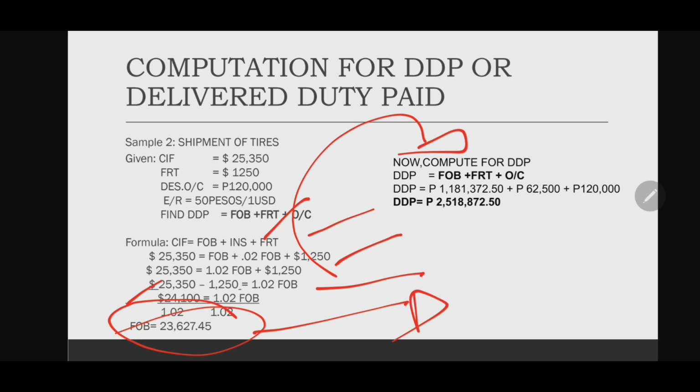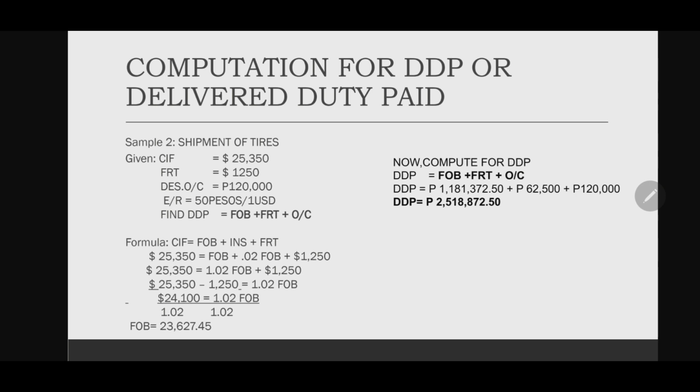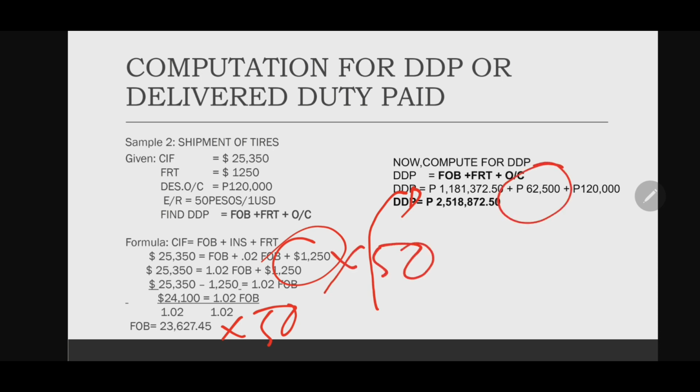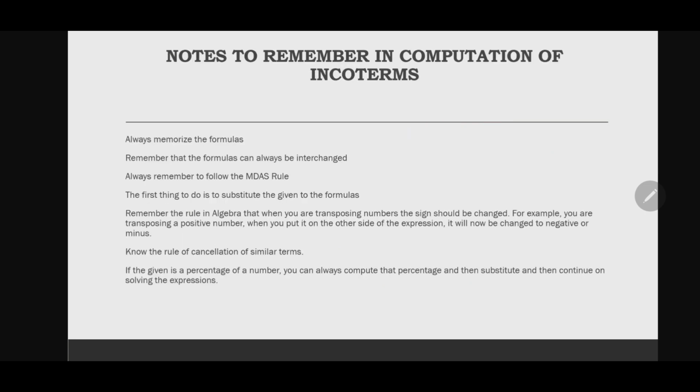should be converted to the peso value. So since you have this value in US dollars, you need to multiply it by 50 to get the peso value, which is 1,181,372.50, plus your freight also is in US dollars, so you just need to multiply it by 50. You'll get 62,500, and then just add the given other charges, and when you add them all up, you'll get the value of your DDP as 2,518,872.50.